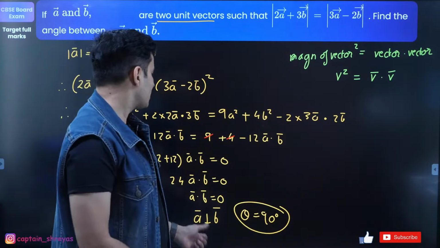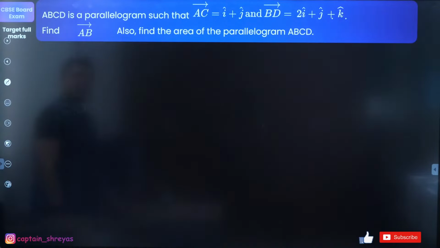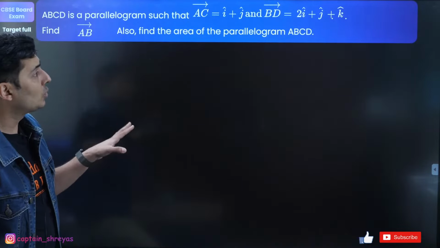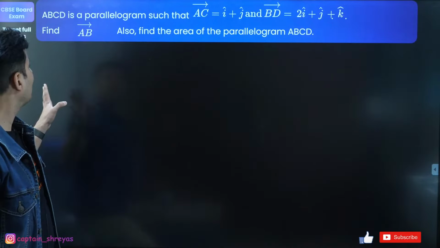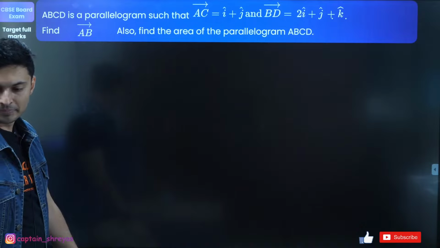Moving on to the next question coming up on your screen. ABCD is a parallelogram such that AC is equal to I cap plus J cap and BD is equal to 2I cap plus J cap plus K cap. Find AB, and also find the area of the parallelogram.